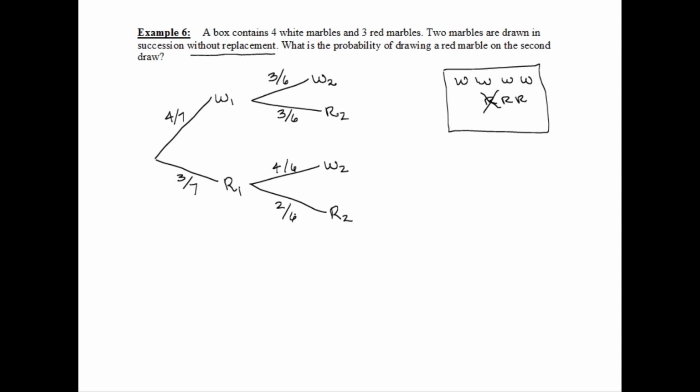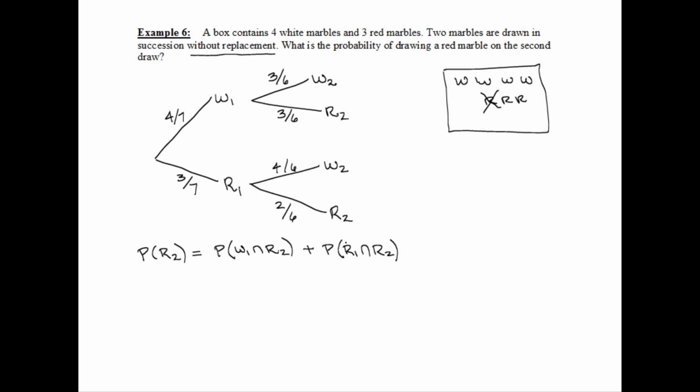Okay, once we have the tree set up, now we can calculate our probability. We want to find the probability of getting R2, red on the second draw. And actually there's 2 ways that this can happen. We can either get that while getting white on the first draw. So W1 intersect R2. Remember, the intersect represents and. Or we can get red on the first and also red on the second.